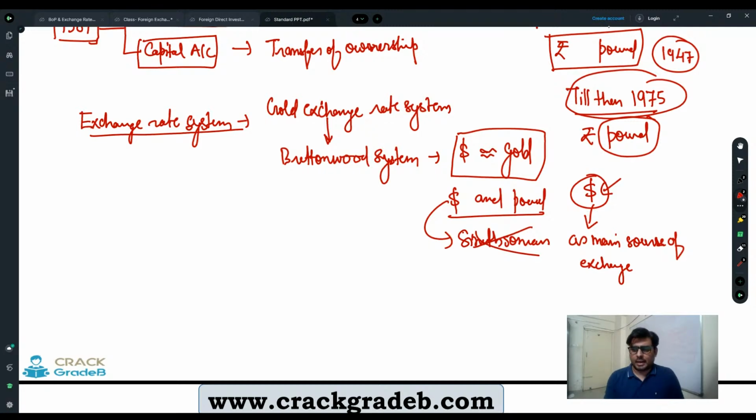So, by 1975, India opted for the dollar as a currency reserve source.